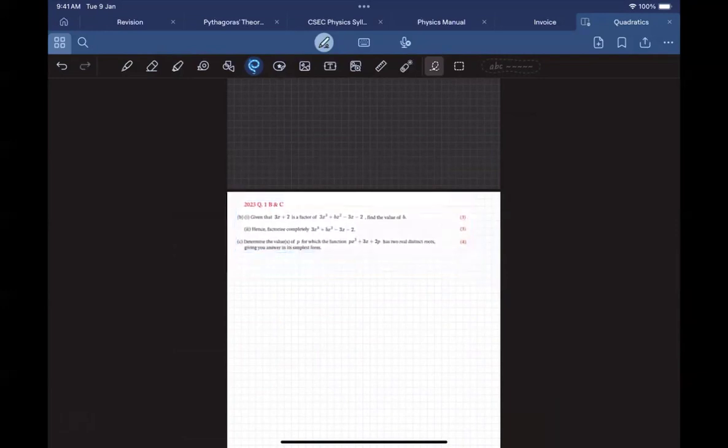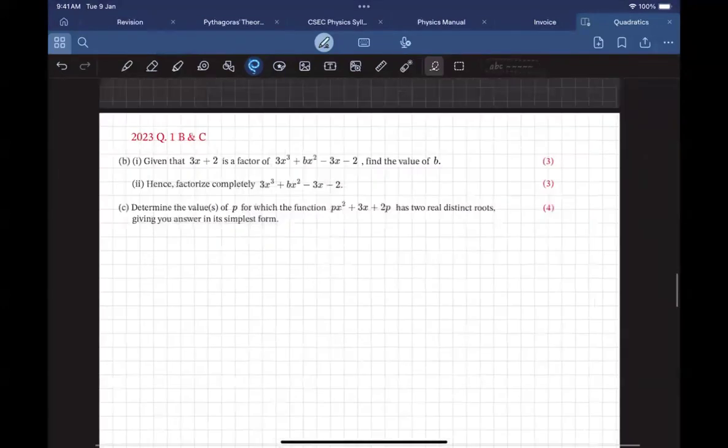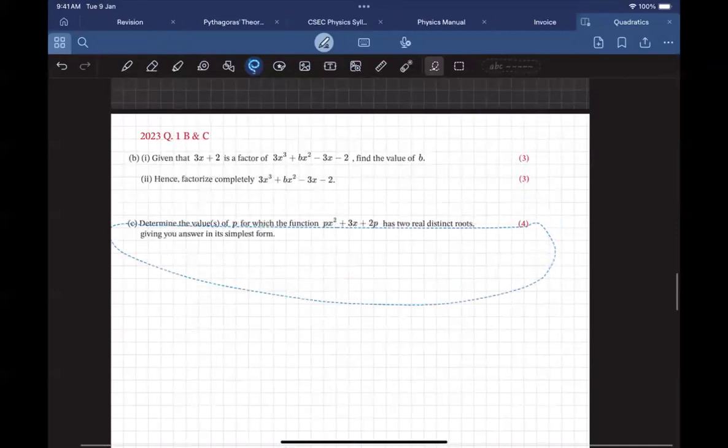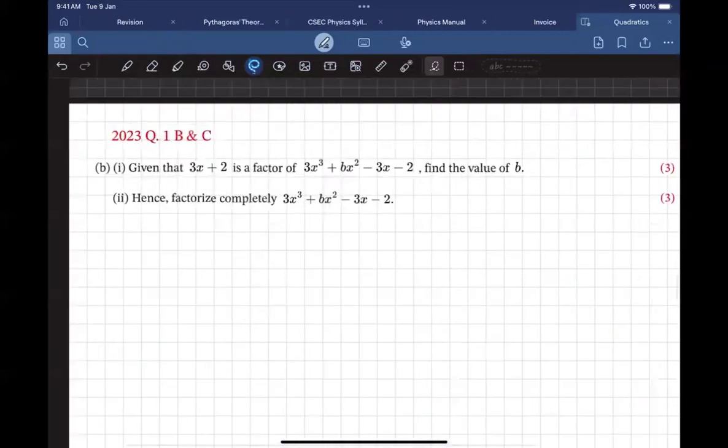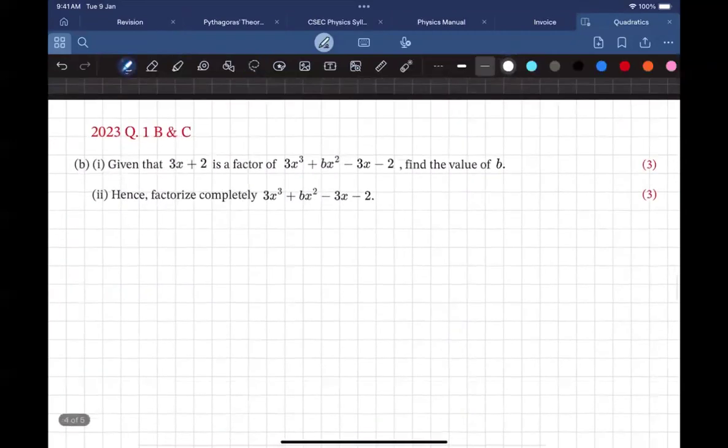Right, so Alia, let me do the first question. The first question is polynomials. We're doing quadratics, but let me just do that one quickly, just to revise. Given that 3x plus 2 is a factor of 3x cubed plus bx squared minus 3x minus 2, find the value of b. Okay, if it's a factor, what do we know?